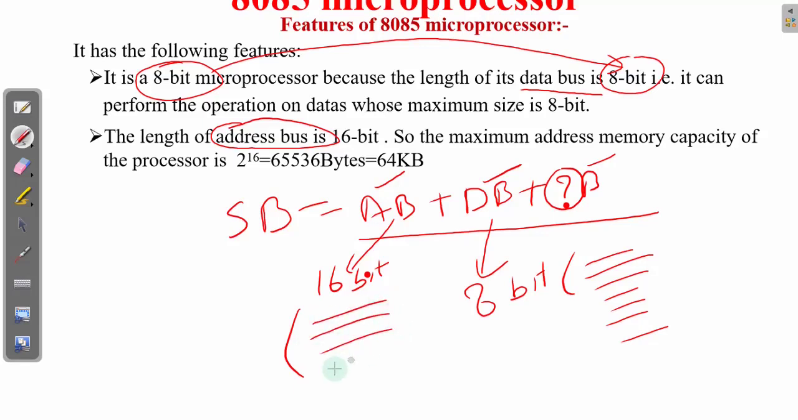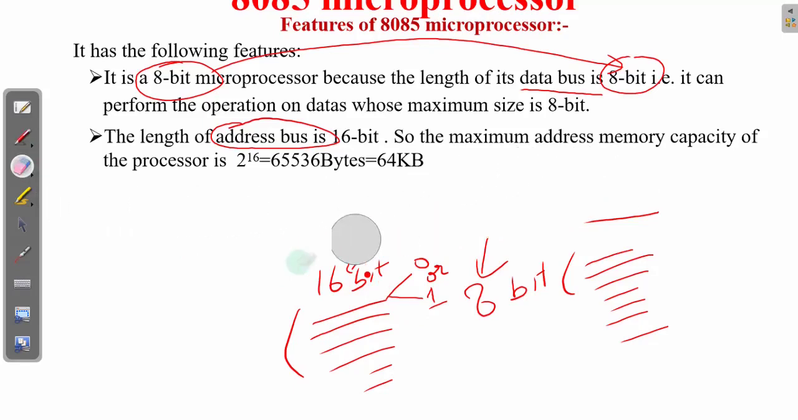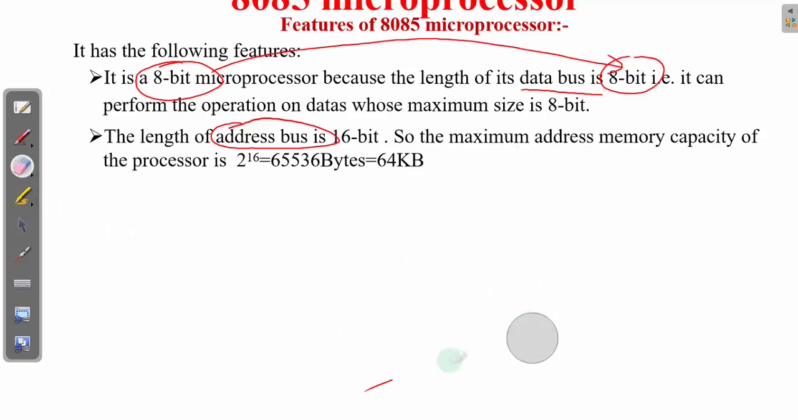16, correct. There will be 16 wires, and every wire will be capable of carrying 0 or 1. I am telling 0 or 1 means at a time it can carry either 0 or 1. Okay, so this point should be clear to everyone. Now let's move forward to the next point.